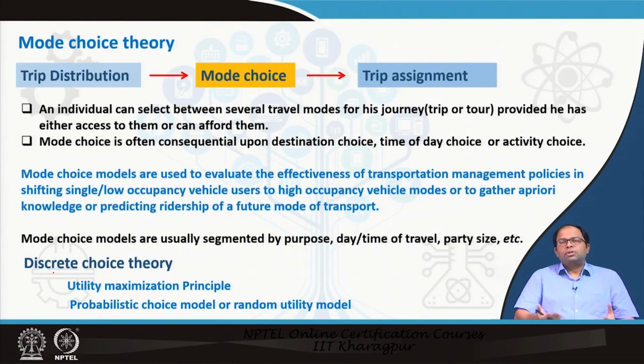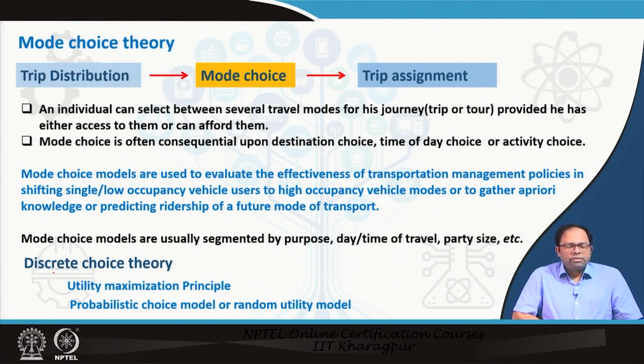Probably he cannot afford a shared vehicle, like for example a taxi like Ola or Uber, or he does not have a transit line or a metro line near his particular origin or destination. So, in that sense, he does not have access to these particular modes, even though those mode alternatives are available in the city.